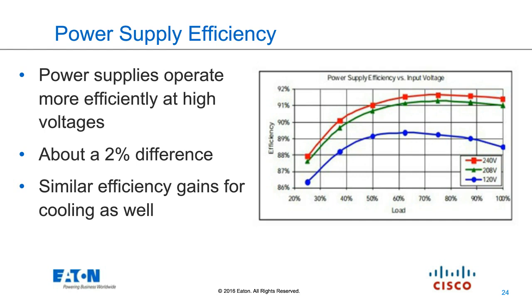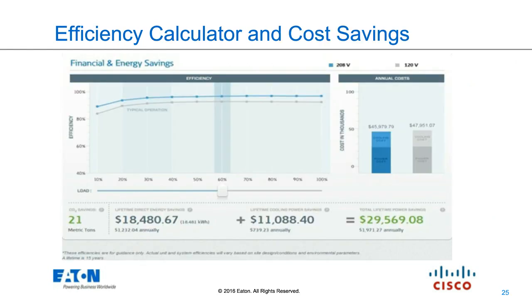And similar gains are there for your cooling as well. So when you're looking at running cooling at single phase 120 versus a 208 volt, you've also got similar efficiency gains. So what that looks like in an actual energy efficiency, of course, what does that actually translate to in dollars? So how does that calculation work?